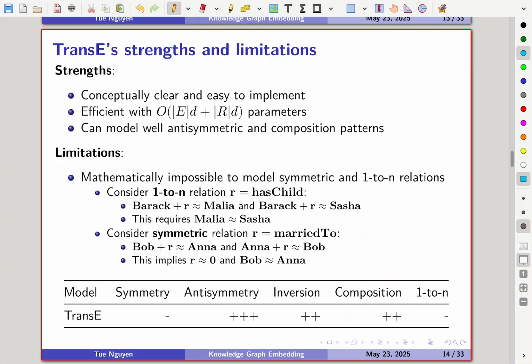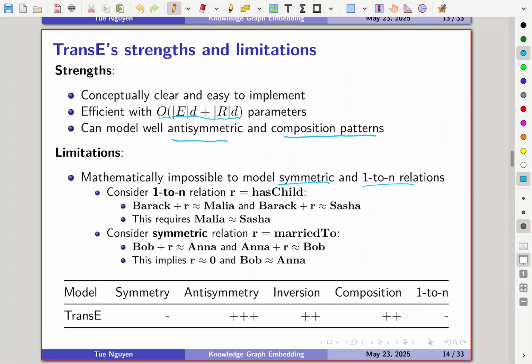The first strength is that it's conceptually clear and very easy to implement. The second is that it's an efficient algorithm. You can see this is the complexity of the algorithm. The third one is that it can model very well anti-symmetric and composition patterns. However, one of its limitations is that it cannot model symmetric and one-to-n relations.